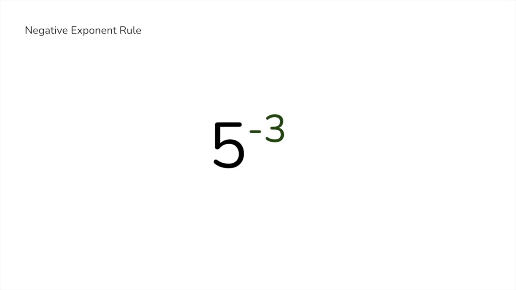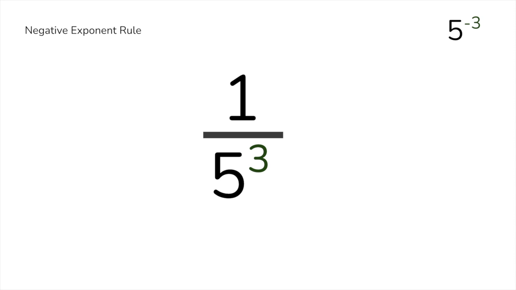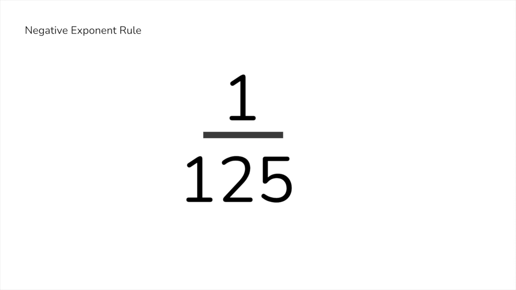First, what we want to do is flip the number upside down. When you take the reciprocal of 5, you get 1 over 5. And as we're making the negative 3 positive, we're going to get 1 over 5 to the positive third power as our answer. Then, we can simplify this. 5 to the third power, or 5 cubed, is 5 times 5 times 5, giving 125. This means that 5 to the negative third power is 1 over 125. Let's try this with another example.